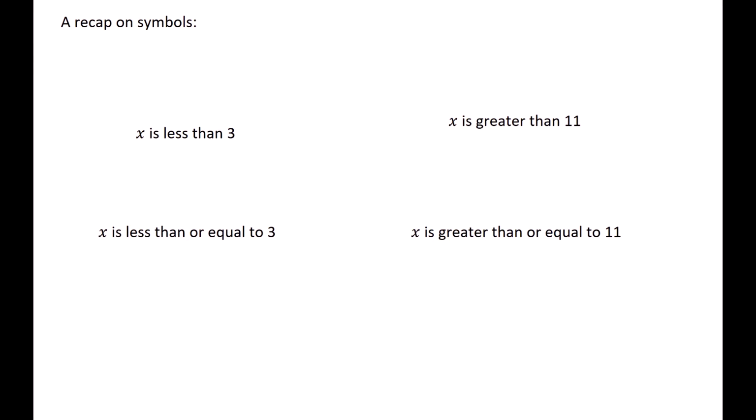Quick recap of the symbols before we get started. X is less than 3, looks like that. X is less than or equal to 3 is the same thing, except there's another little line underneath this inequality here so that x can also equal 3. And we have the same thing for greater than and greater than or equal to. Okay?